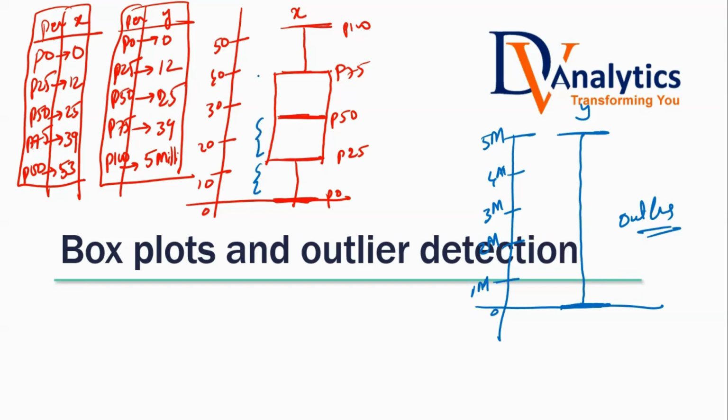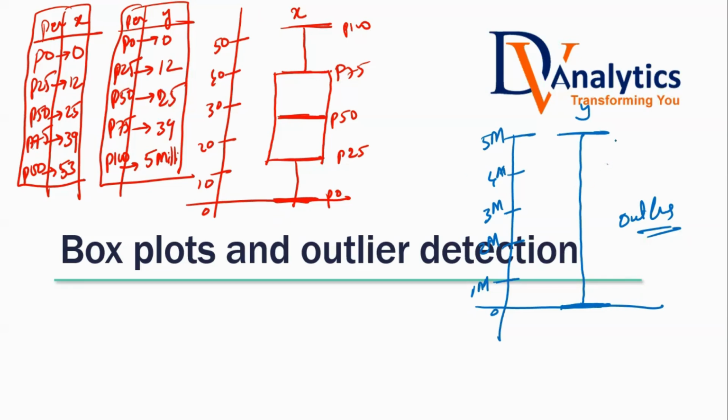From 0 to 25, 25 to 50, 50 to 75, 75 to 100, there's an equal distribution. Yes or no? Yes, sir. The distance between 0 to 12 is almost the same as 12 to 25. Can I say that in X there are some values that are very, very far away from the rest of the population? No, sir. Everything is well distributed.